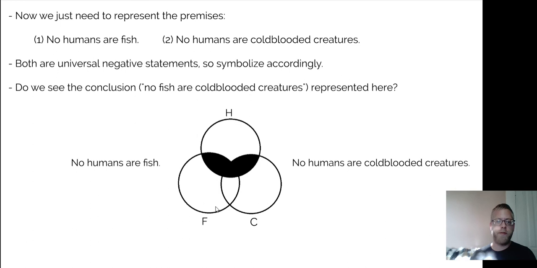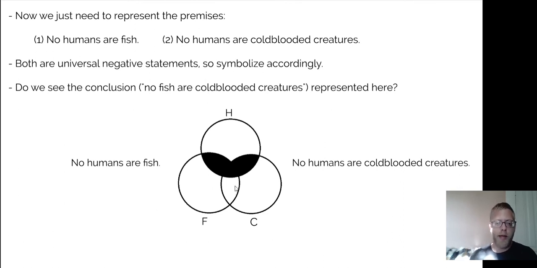Well, let's look at the fish circle. Certainly no fish are humans, that's true. But here, this overlap right here is not blacked out. So it's possible that there's an overlap. In fact, we know that there is, right? We know that actually all fish are cold-blooded. Maybe there's some exception to that.